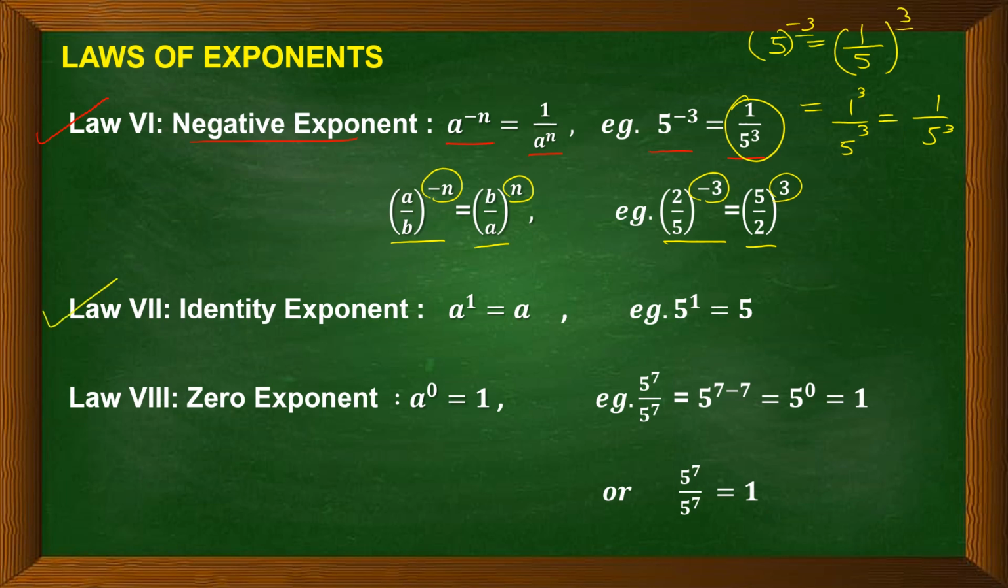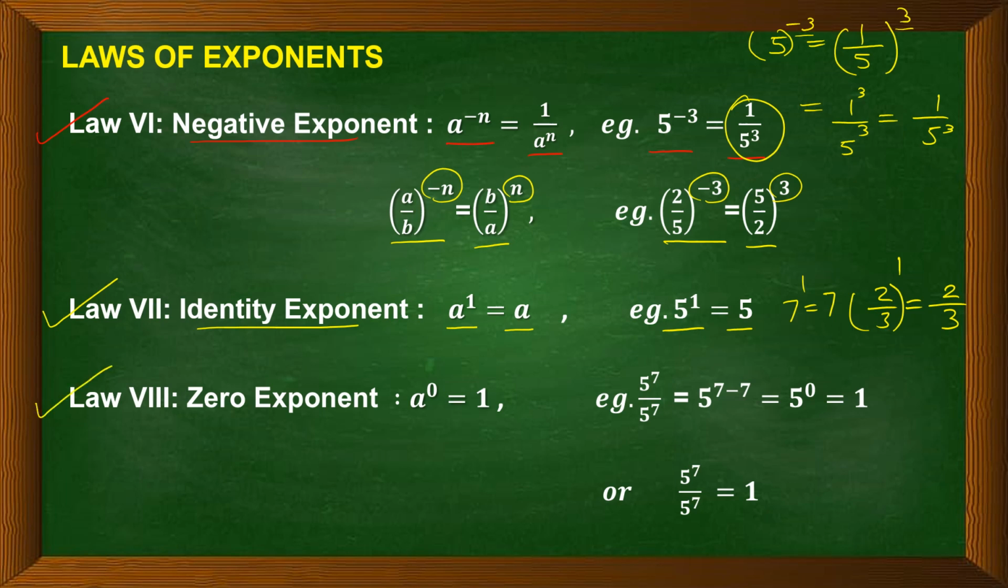Now let us come to the seventh law, that is the identity exponent, which says that anything raised to power 1 is the number itself. a raised to power 1 is equal to a, 5 raised to power 1 is equal to 5, 7 raised to power 1 is equal to 7. Similarly, if we have a rational number 2/3 raised to power 1, it is equal to 2/3. Right? This is the law of identity exponent.